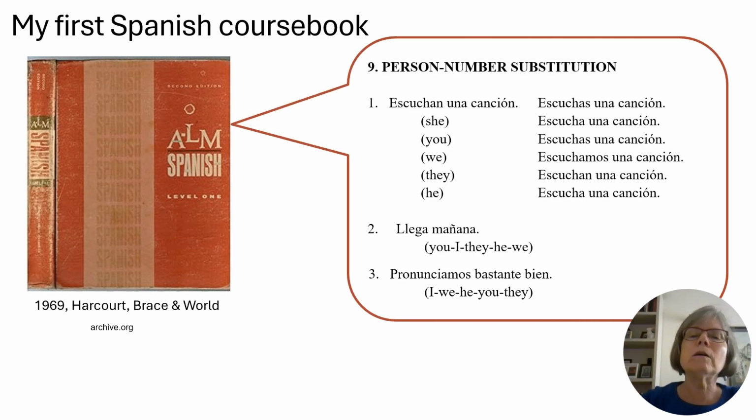The book was full of exercises like this. We had lots of drills, so person, number, substitution. So the teacher would say, escuchan una canción, and then the whole class would say it, and then she would say "she," and then the whole class would say, escucha una canción. You: escuchas una canción. Sometimes it was the whole class, or she'd go around one by one calling on us. Then we'd do another verb, and that way the different verb forms in Spanish became very familiar to us.